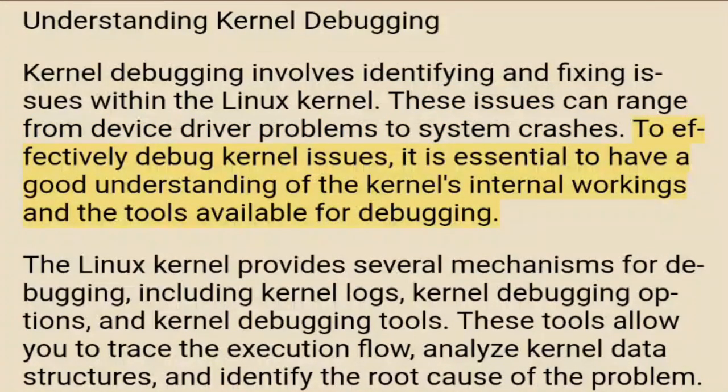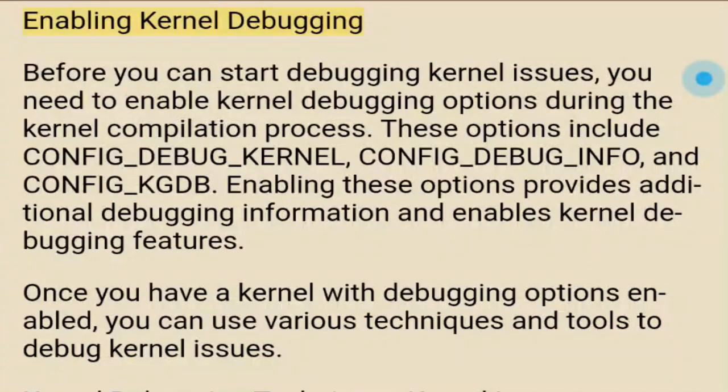To effectively debug kernel issues, it is essential to have a good understanding of the kernel's internal workings and the tools available for debugging. The Linux kernel provides several mechanisms for debugging, including kernel logs, kernel debugging options, and kernel debugging tools. These tools allow you to trace the execution flow, analyze kernel data structures, and identify the root cause of the problem.